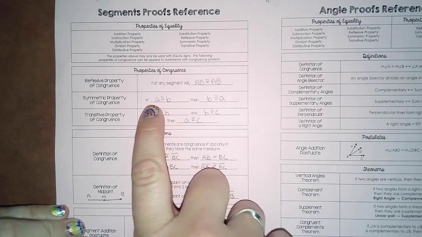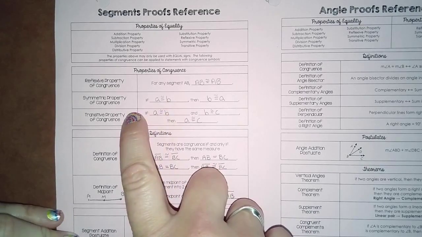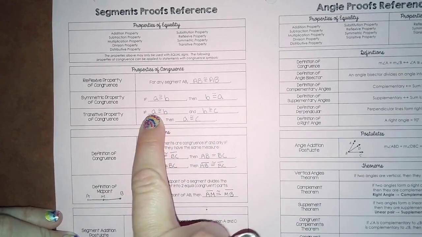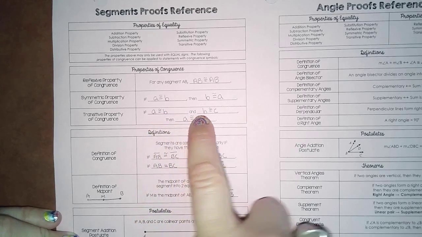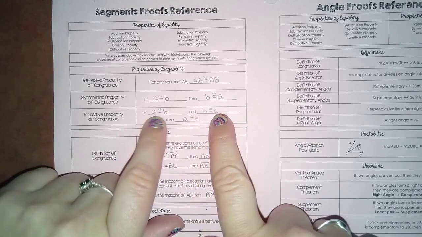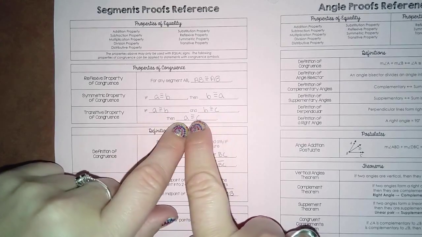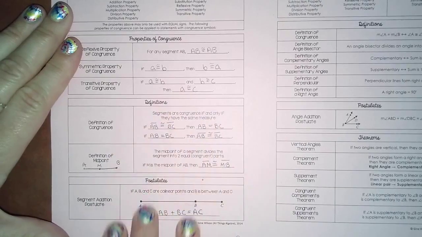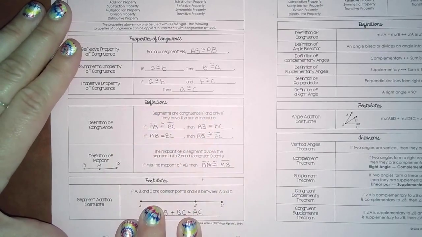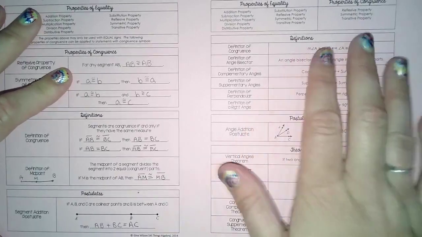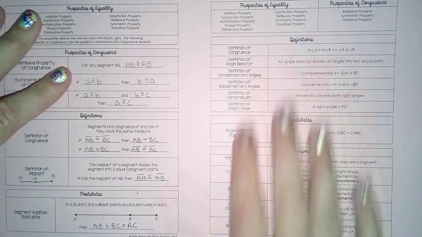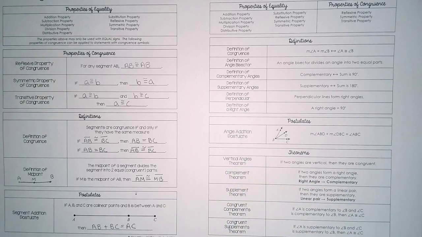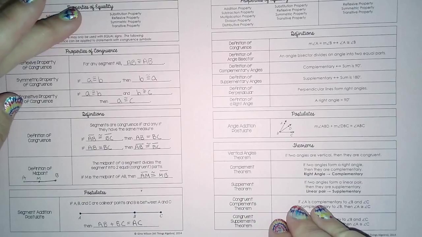Symmetric. A is congruent to B, then B is congruent to A. Transitive, if A is congruent to B, B is congruent to C, both of these are congruent to A and C, so A and C are also congruent. We can talk about them with segments all through here, read over those, and then we can also talk about them with angles. We won't use all of these this unit. Some of them, such as vertical angles, we'll use next unit. Just start to become familiar with these before next class.